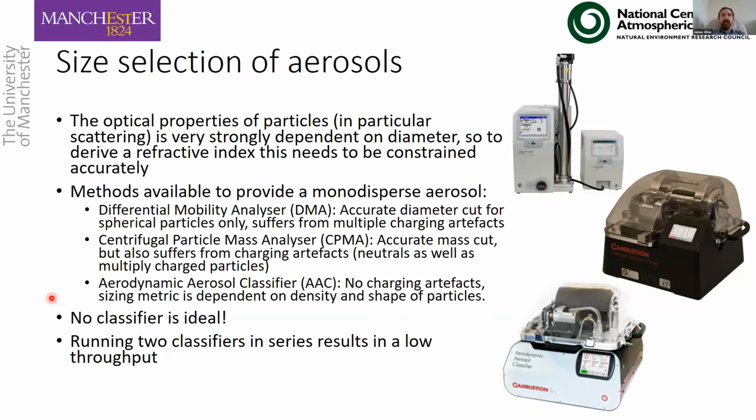One of the things we aim to do here is, obviously, optical properties depend very strongly on the size of the particles we're looking at. So ideally, you want to make the optical property measurements on a monodisperse cut. Now, the traditional method would be a differential mobility analyzer, but as I'll show, this has issues relating to multiple charging. And it is strictly measuring mobility diameter. So if you're looking at non-spherical particles like soot, it doesn't give you a realistic measure of geometry. We have the centrifugal particle mass analyzer that was talked about in the previous talk, which gives you a very accurate mass cut, but you still need to use a charger, so you still have the multiple charging problems.